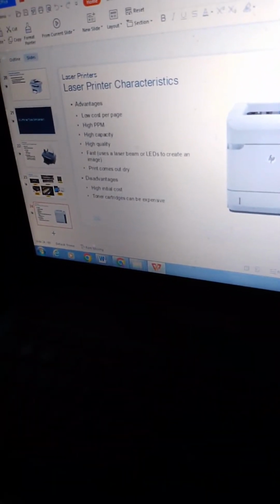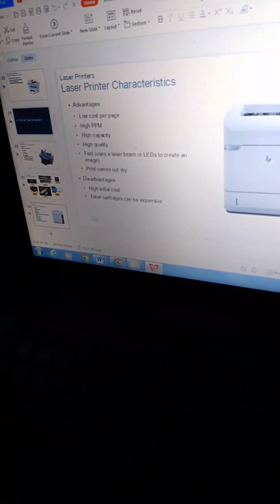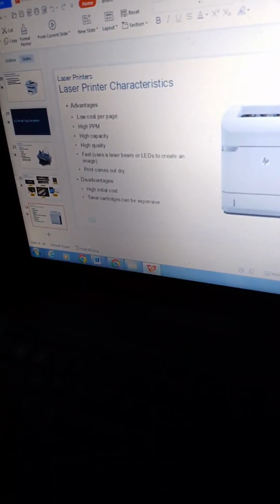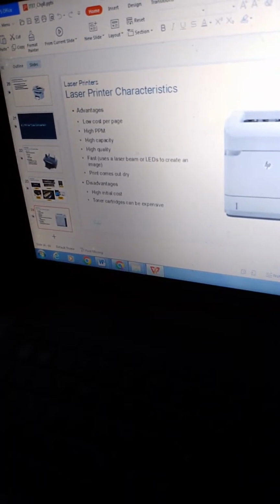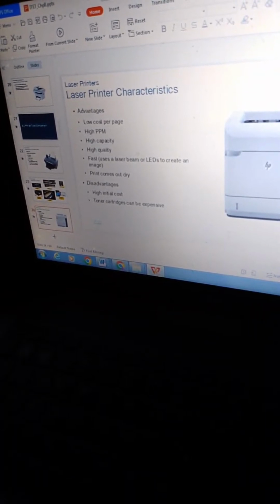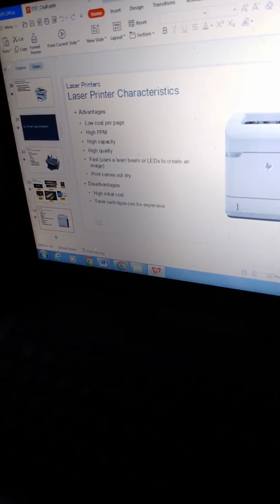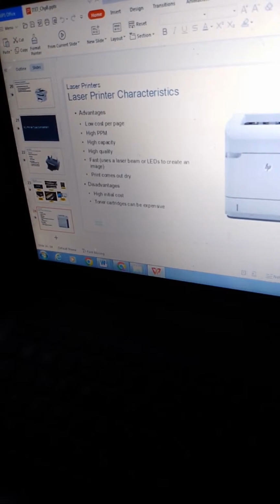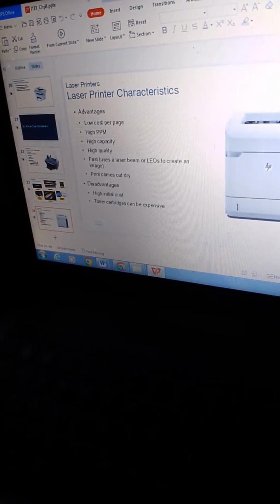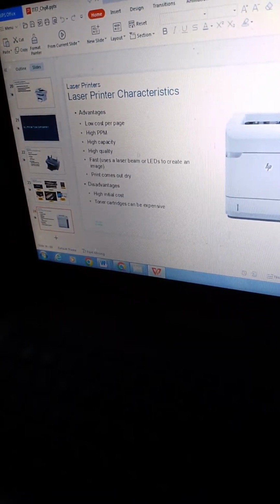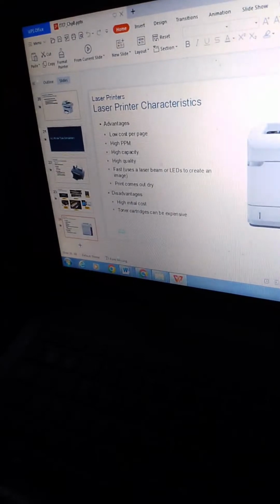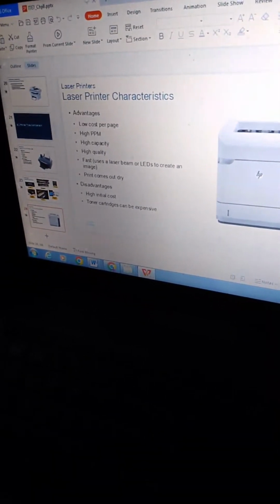Then they have high capacity. They print high quality. They are fast because they use laser beam or LED to create images, so they are fast in operation. And then the printing comes out dry. It's not wet like an inkjet printer. So those are the advantages of the laserjet printer. Laserjet printers also have disadvantages.